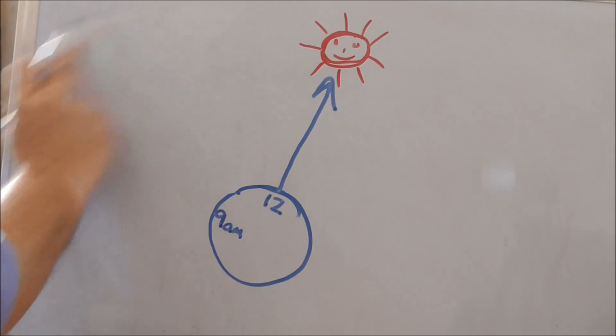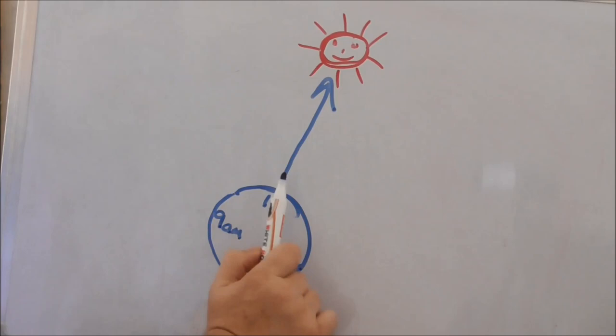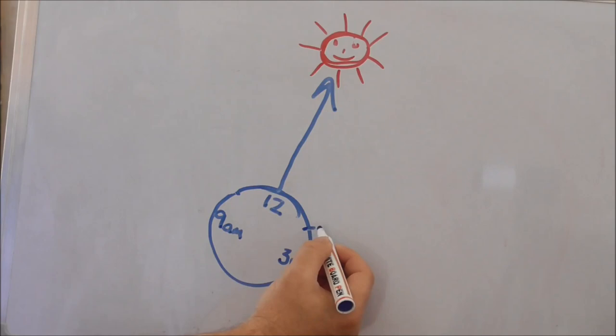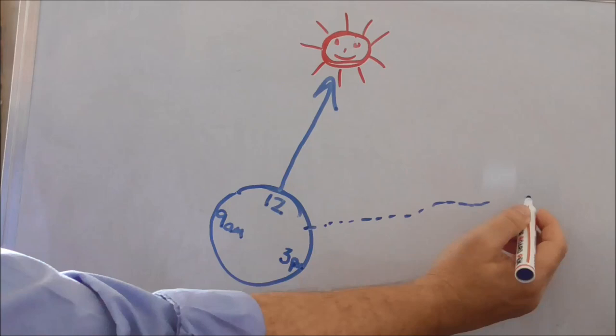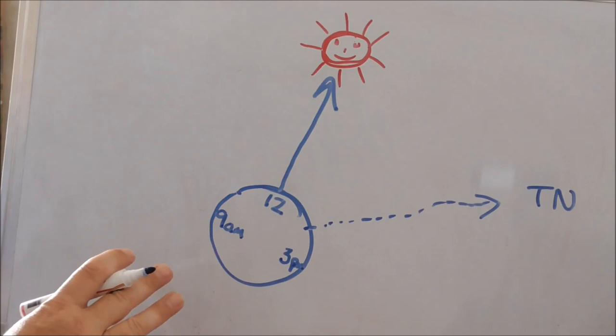If it was, say, 3 o'clock in the afternoon, okay, 3 p.m. or 1500 hours, and we pointed the 12 at the sun, halfway between the 12 and the 3 would be true north, out in that direction. Okay, so whatever the hour is during the day, halfway between that and the 12 would be true north.